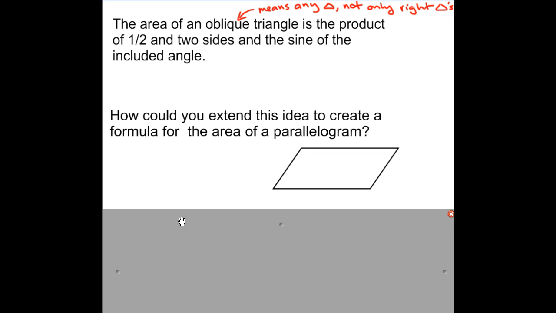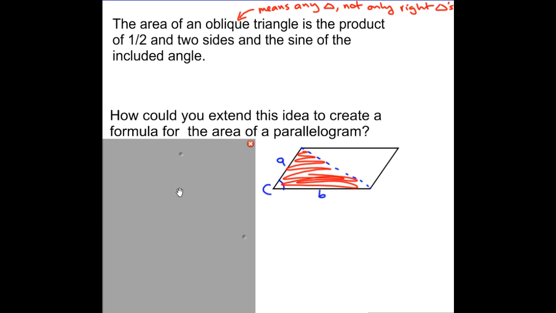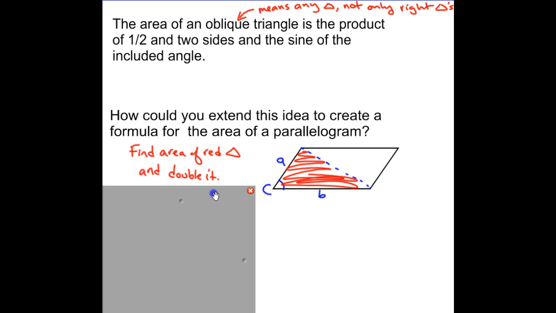How could you extend this idea to create a formula for the area of a parallelogram? Think about that and play the recording when you've got an idea. Hopefully you said that a parallelogram is really just two congruent triangles, so I could consider this triangle, know the two sides and the angle between them, then just figure out the area of the red triangle and multiply by 2. We're going to do two examples to make sure you've got it.